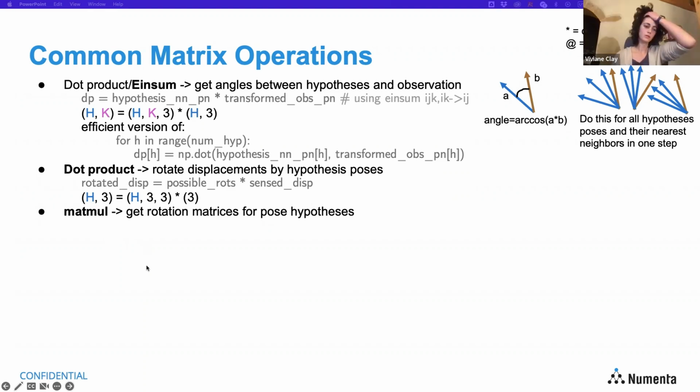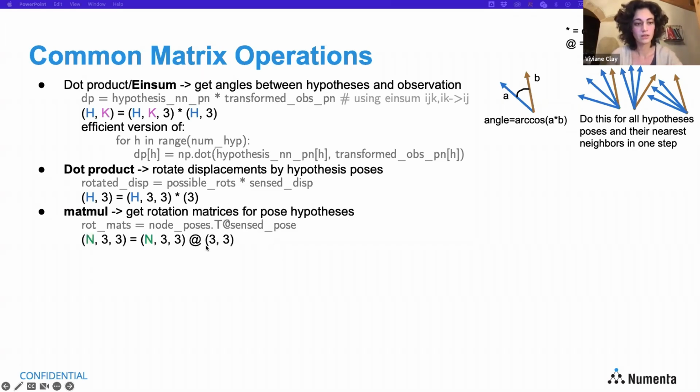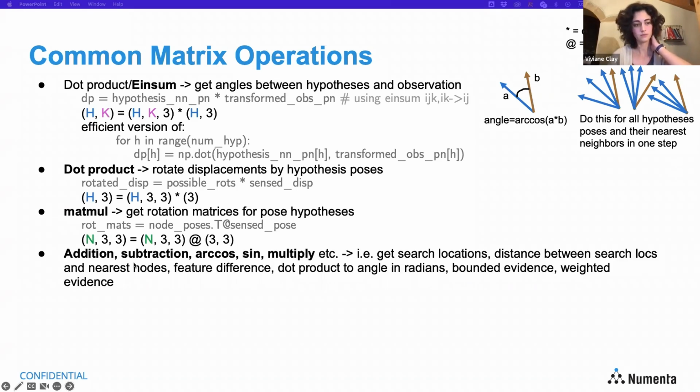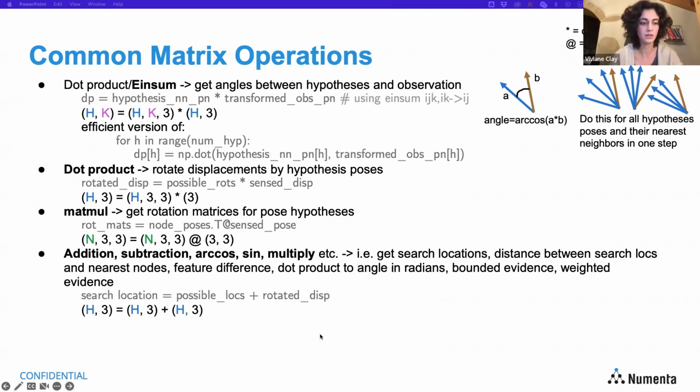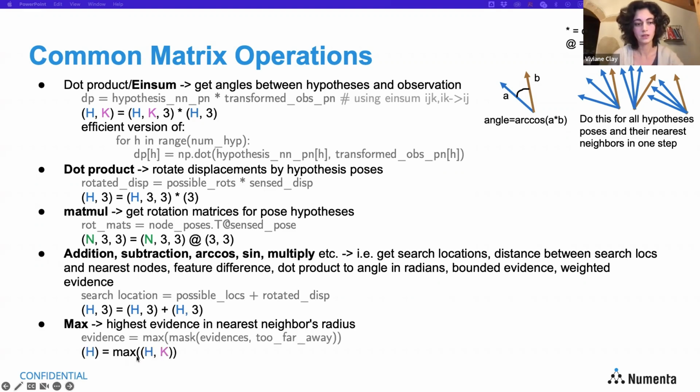We also apply matrix multiplications, for example, to get the rotation matrices from our pose hypotheses. In this case, we have the poses stored in all the nodes, so that's number of nodes in the graph times 3 times 3. And then we have the sensed pose, which is also 3 unit vectors. They are orthonormal. And we apply a matrix multiplication between them to get n 3x3 rotation matrices. Then we have the standard operations like addition, subtraction, arccos, sin, multiply to do a range of different things. Here the dimensions always stay the same. And then we have some reduce operations, like applying the maximum to get the highest evidence in the nearest neighbor radius.